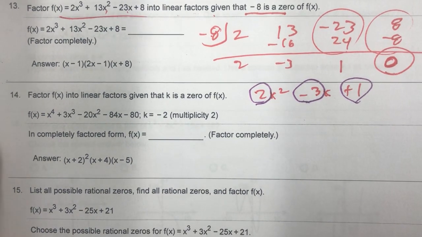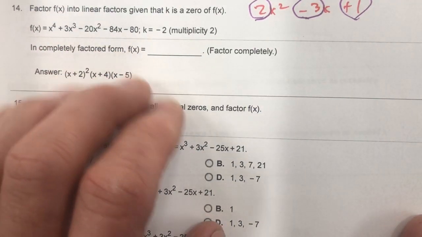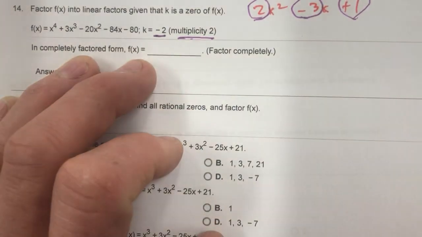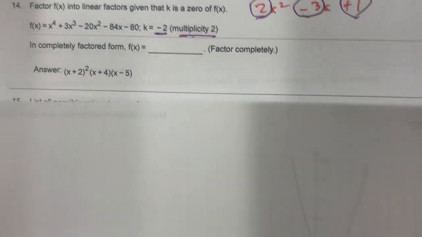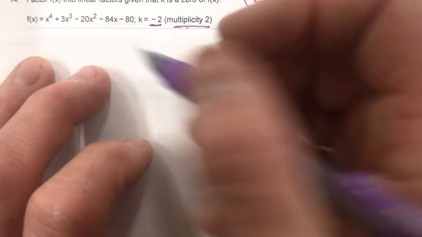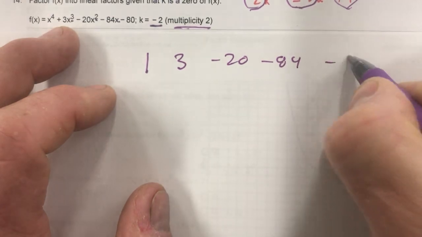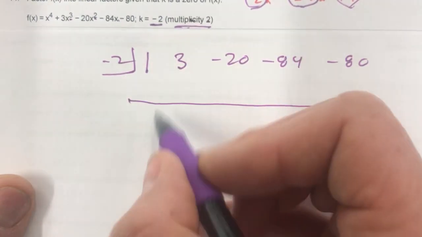Okay. This one says factor this one. -2 is 0, but it's multiplicity 2. Okay, so let's get on that. All right, so we're going to have x to the 4, 3, 2, 1. I'm not skipping any terms. So we got a 1, we got 3, we got -20, -84, -80, and we're going to do a -2 right here. Okay, and this is multiplicity 2, so it should do it twice.